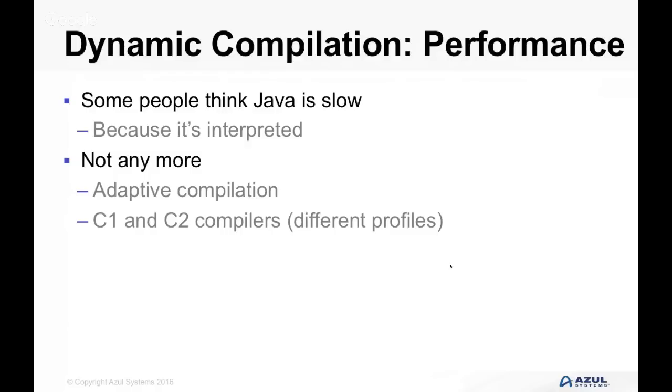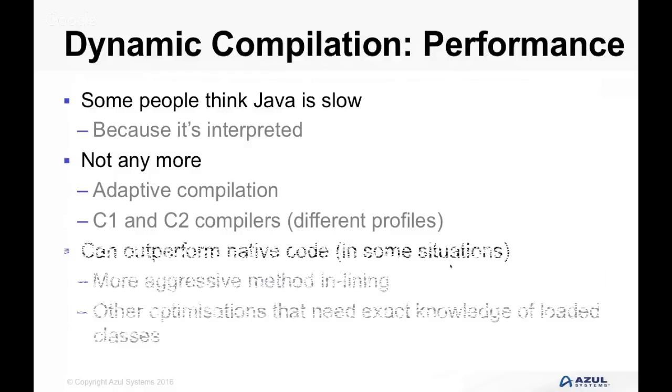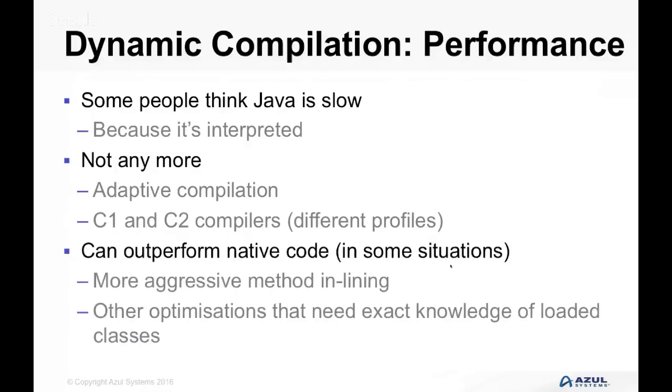There are different compilers that can be used within the virtual machine. So there's typically the C1 and the C2 compiler, which have different profiles from the point of view of how fast they start up, so how fast they compile code, and then what level of optimization they reach. So C1 will start up faster, C2 will start up a bit slower, but will reach a higher level of optimum performance. The other thing about that is that in certain situations, Java code can outperform native code.